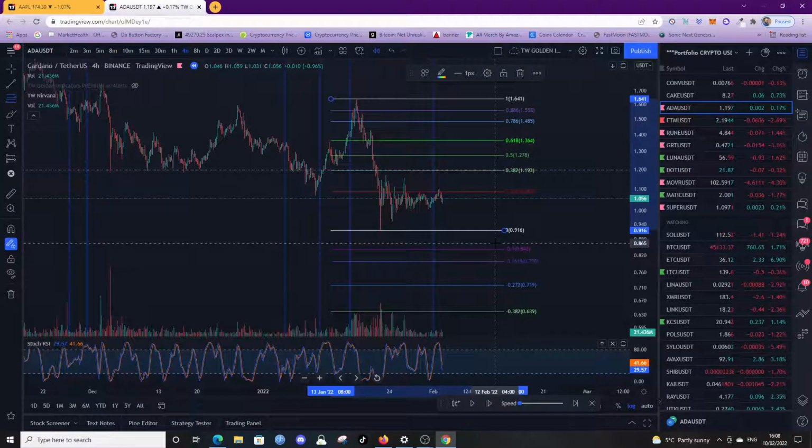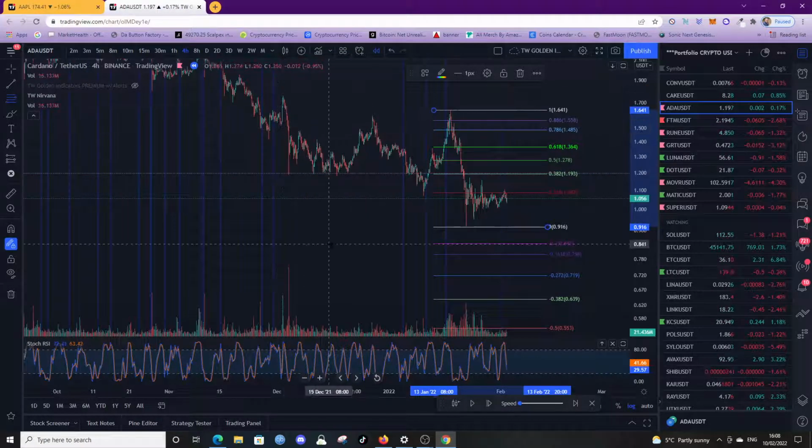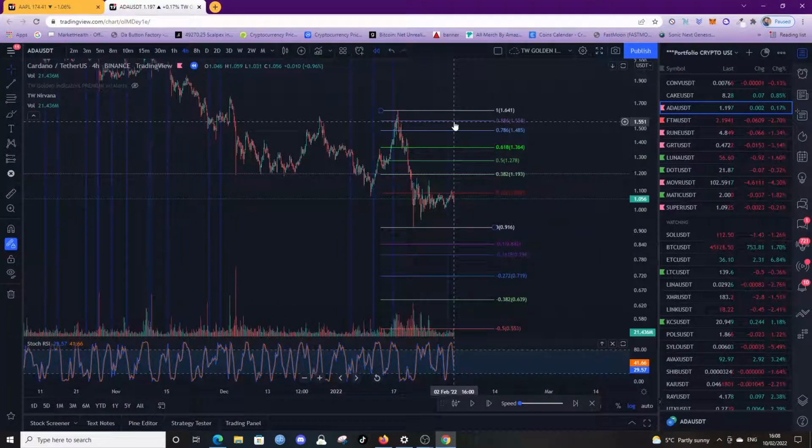So the reason I'm showing you this is that we had a sell-off when we hit this 618 of this previous move down, which on this one is the 886. So if we get above the 886, it's less likely that we're going to sell off and repeat the process again.